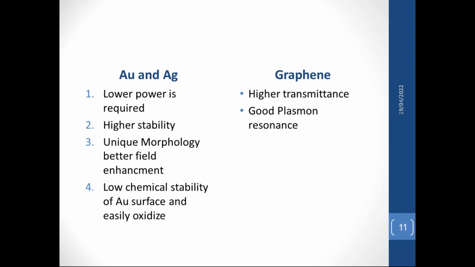There are several materials that are used as an alternative, like Cu and graphene. Graphene has a higher transmittance in visible light and has a good plasmon resonance, and it's a recently investigated particle.